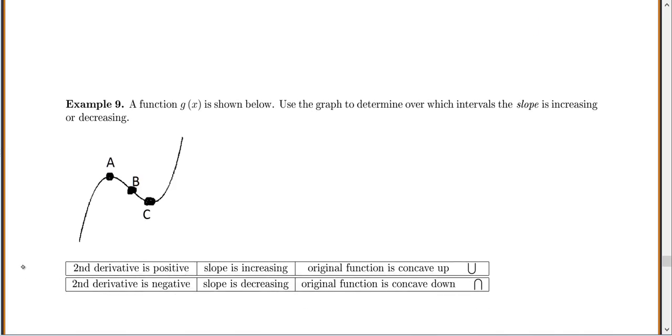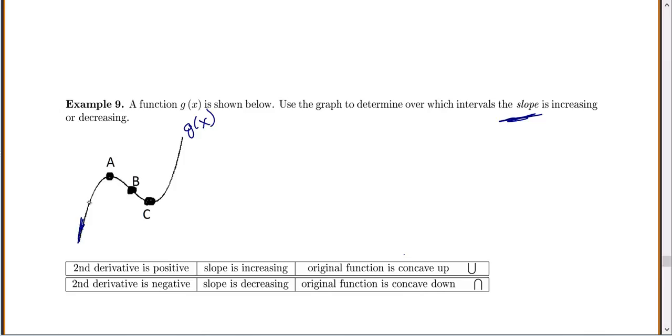So this is an actual problem from the book or something very similar. So we have this function g of x that's shown below. It doesn't matter if it's f of x or g of x, that doesn't change anything. Use just the graph to determine over which intervals the slope is increasing or decreasing. So notice this is our original function g of x, but we want to figure out things about our actual slope.